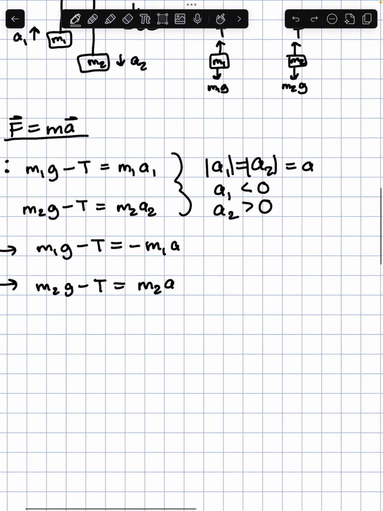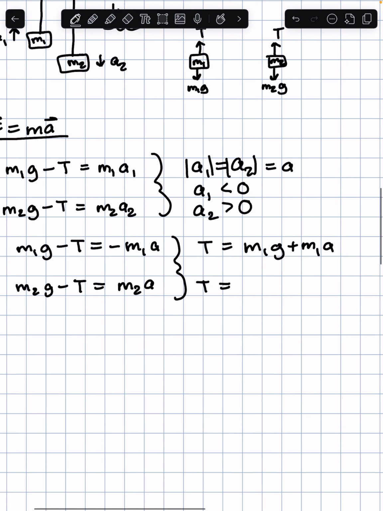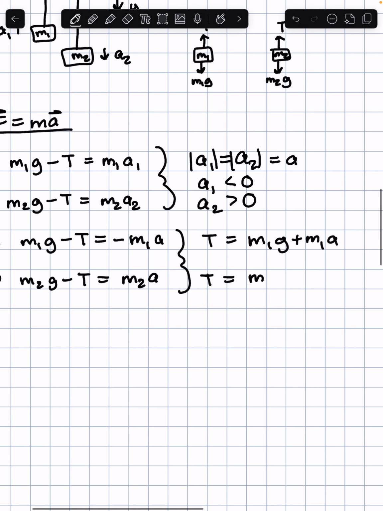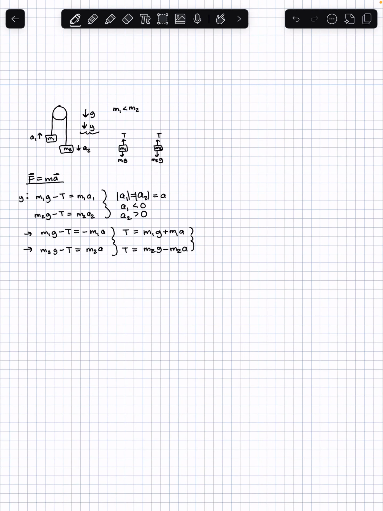So let's rearrange again. If we put tension on one side of the equation, yes, there we go, tension equals M2g minus M2a. And now we can set the system of equations equal to each other.